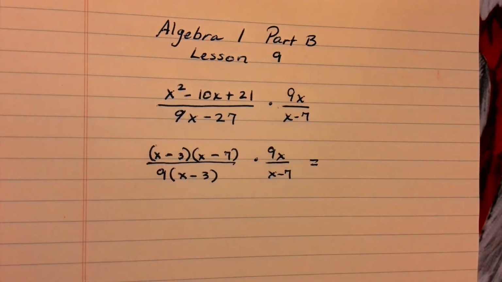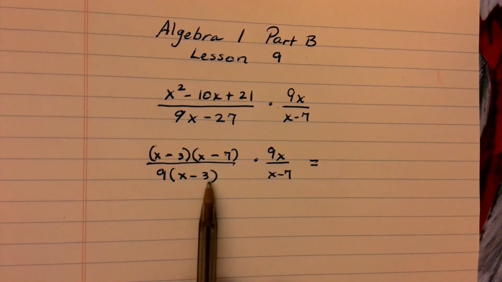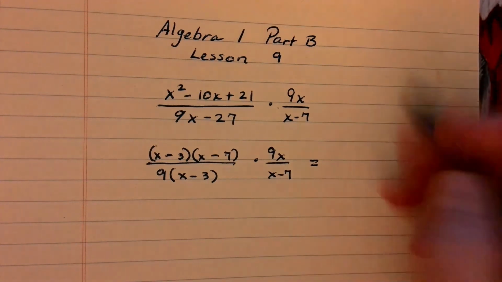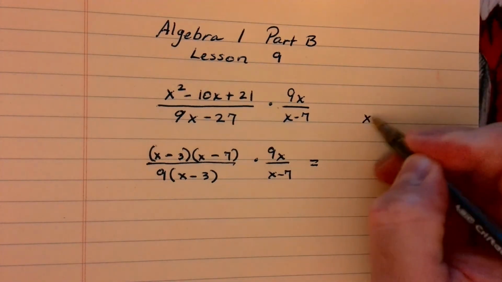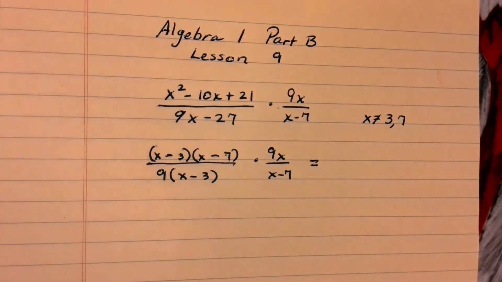And so any common term, and we want to think about the domain as well. This is kind of easy to look at the domain. X cannot be 3 right here, because if it's 3, then this will be 0. And x cannot be 7. So let's go ahead and take care of that. X cannot equal 3 or 7.